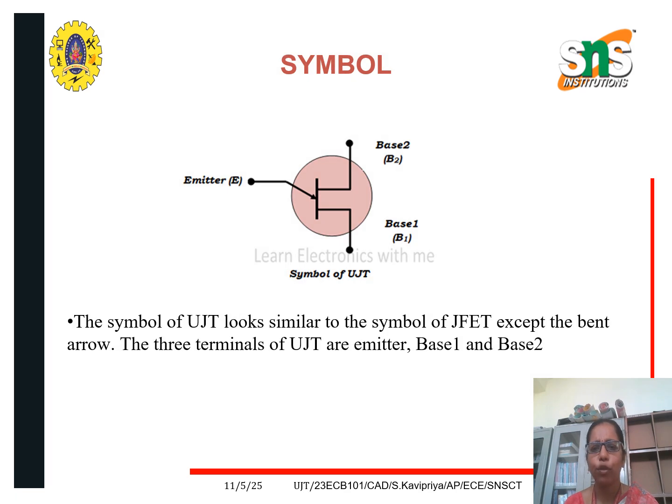And this is the symbol for the UJT. It consists of two base terminals B1 and B2 and an emitter terminal. The symbol for the UJT is similar to that of the JFET, except there is a bent arrow in the case of the UJT.